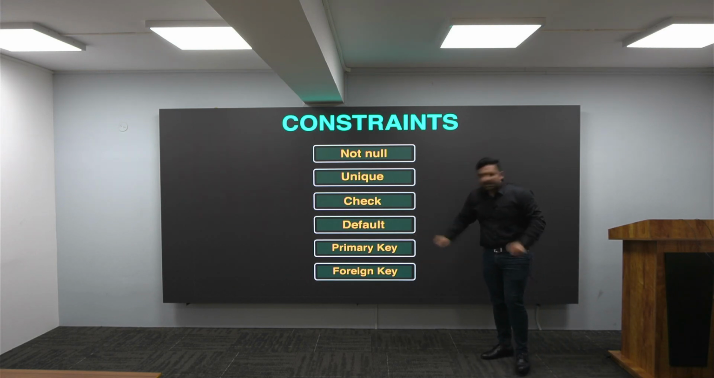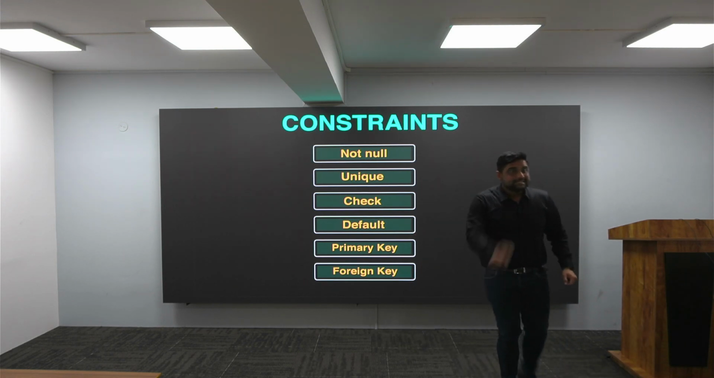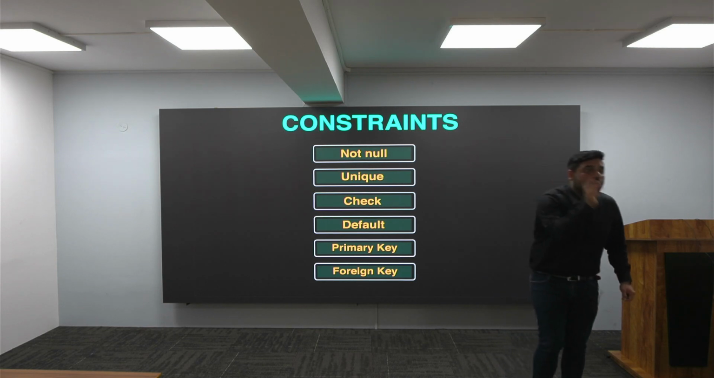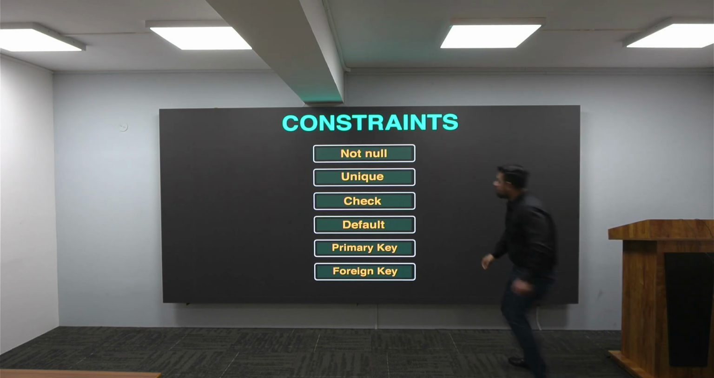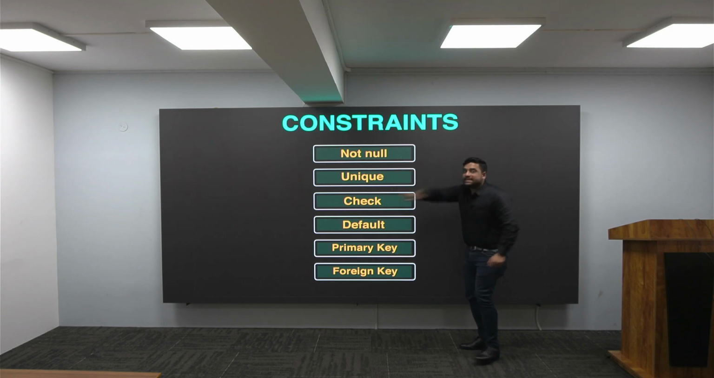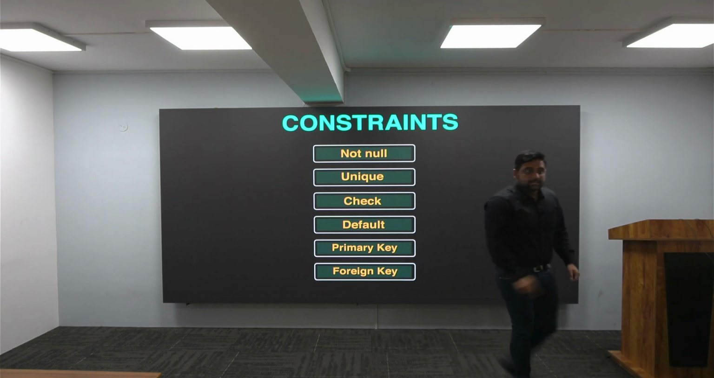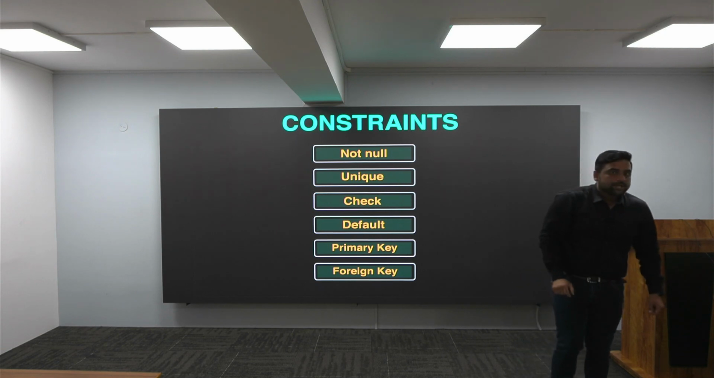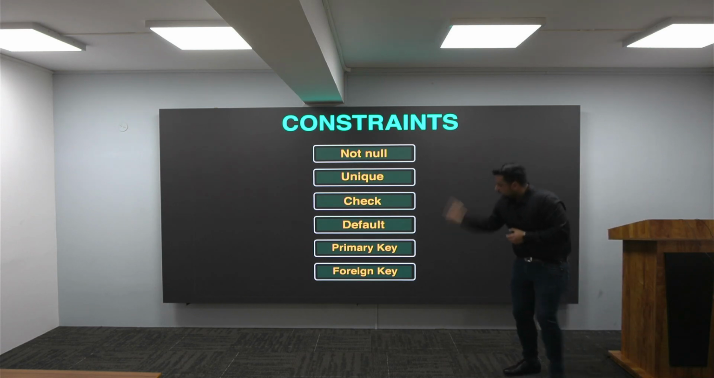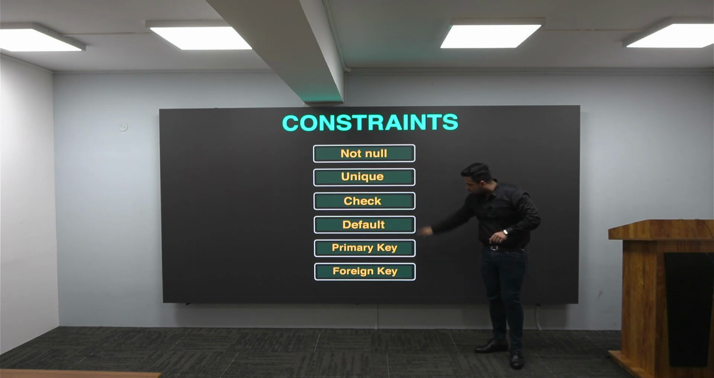What is the use of primary key? It is a combination of not null and unique. If you want both effects in one column, you can use primary key. And what is the use of foreign key here? If you want to create a relationship among multiple tables or two tables, you can use foreign key. Did you understand? And one by one, we will learn all this.